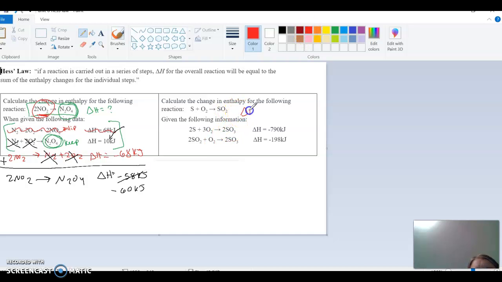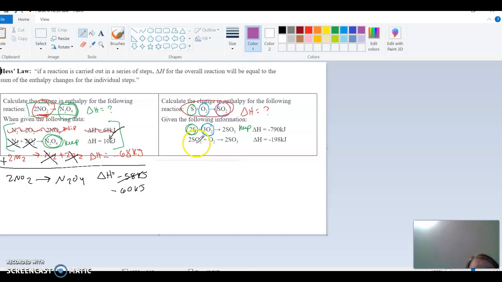I want to find the change in H for this top problem right here. So the first thing I want to find is S to be on the left. Here's an S on the left. I'm going to keep this one as is. Then I want to be able to find O2 on the left. I got O2 on the left here. I'm just going to keep it the way I got it. And then I want to find SO2 on the right.